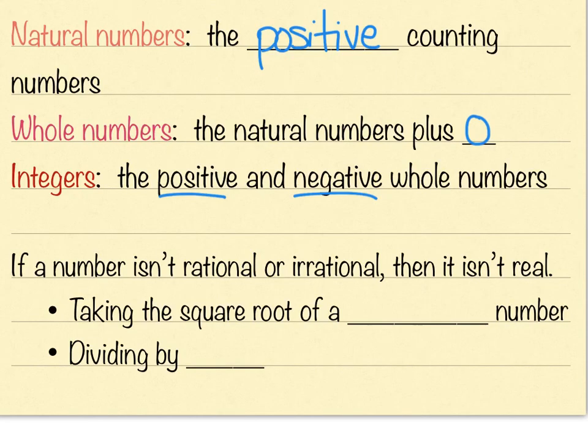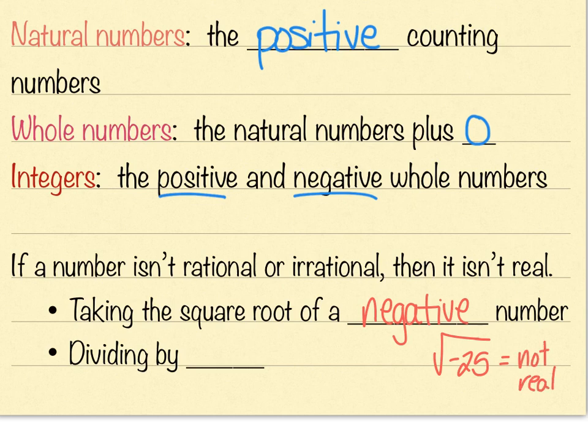And so we call them real numbers because if a number's not rational or irrational, then it's not real. We talked a little bit about taking the square root of a negative number and how you can't do that. If you try to take the square root of a negative number, like the square root of negative 25, your calculator is going to say error. It's not going to let you do that because there isn't an answer for that. There is not a single number out there that when you square it, gives you negative 25. So this would be not real.